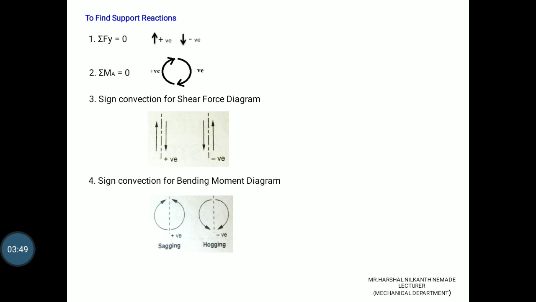Sign convention in bending moment will be, there is one section, and from the section to the left hand side the rotation is clockwise, and to the right hand side the rotation is counterclockwise. That moment is known as sagging, and it will be positive. To the left hand side when the rotation is counterclockwise, and to the right hand side when the rotation is clockwise, it is a hogging moment and it will be negative.